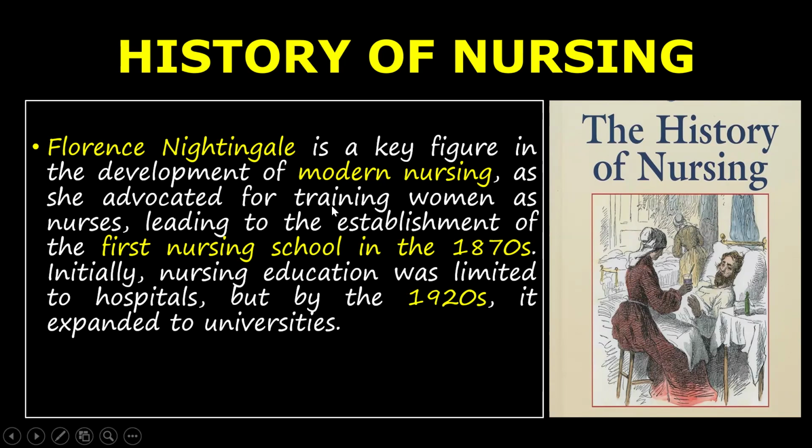Why? Because she advocated for training women as nurses. She was the first among the few people who actually called for and advocated for the training of women as nurses, leading to the establishment of the first nursing school in the 1870s. Initially, nursing education was limited to hospitals, but by the 1920s, it expanded to do what? It expanded to universities. So this is just a brief history of what nursing is all about.